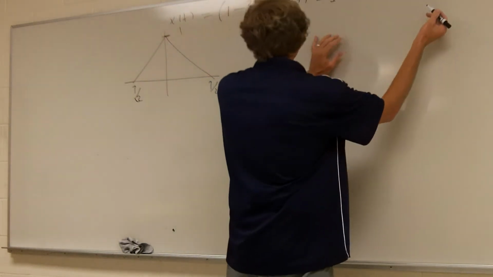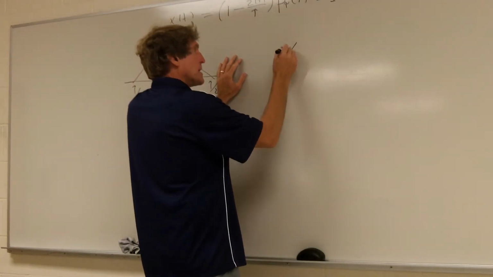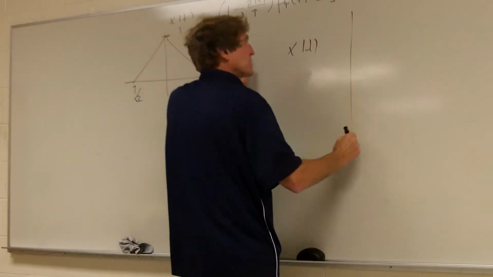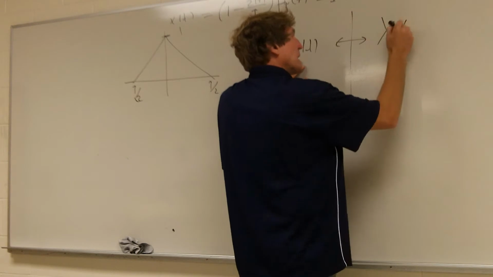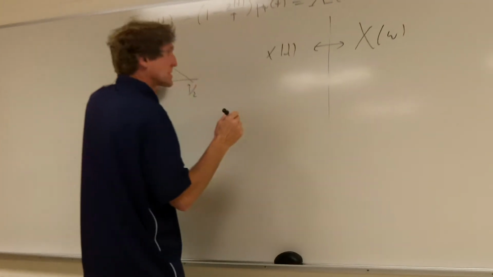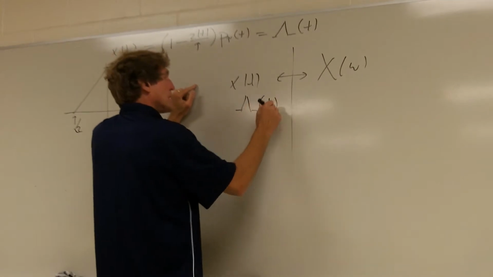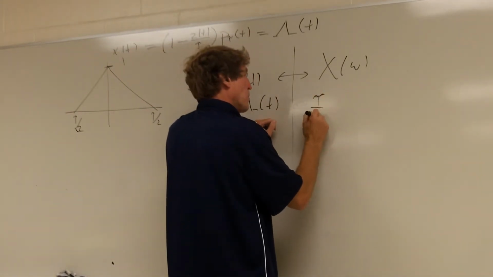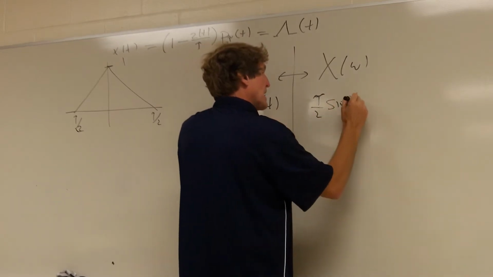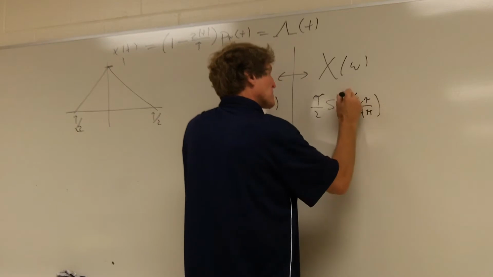So if we want this and we want the transform, this is what the quiz is going to be on. This is how I like it set up, and you'll do it too. I'll always have x of t over here, either an arrow or a straight line, and I want x of omega here. Now, this is x of t right here. Then this was tau over 2 times the sine of omega tau over 4 pi squared.